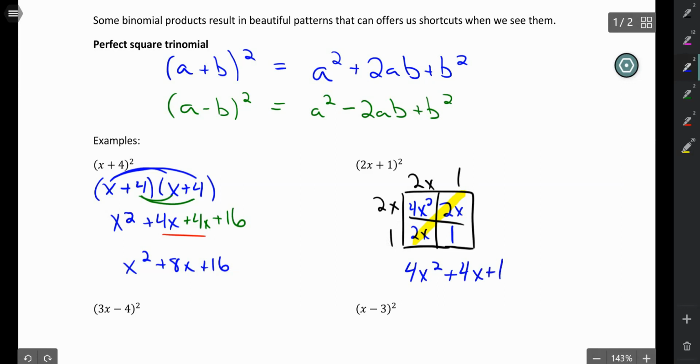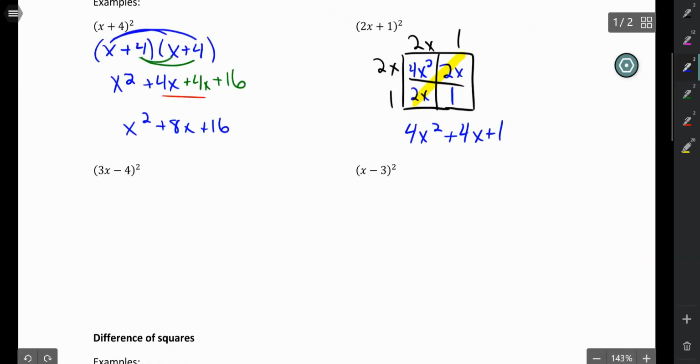So we kind of see that pattern where we've got that thing that's in the first spot, squared, that thing that's in the last spot, squared, and then we take the two, multiply them together, and double it, right? That's what we see in the middle. So it's this beautiful pattern that we can recognize, and we can work it backwards once we get to factoring. So let's take a look at what it looks like when we subtract then.